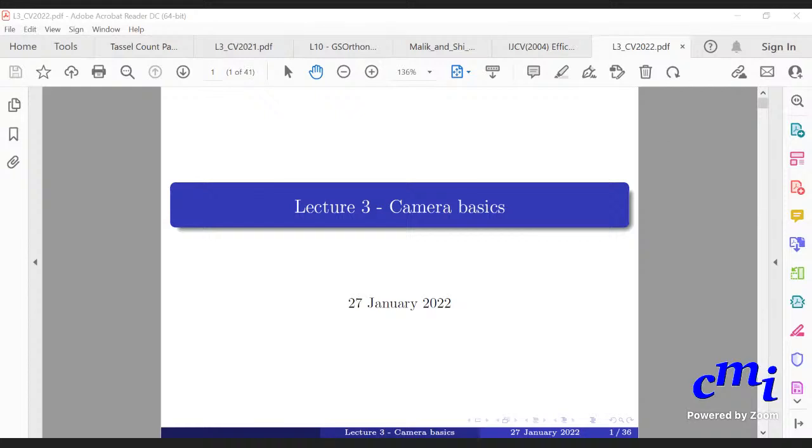Okay. So, camera basics. We will look at a number of components of the camera.